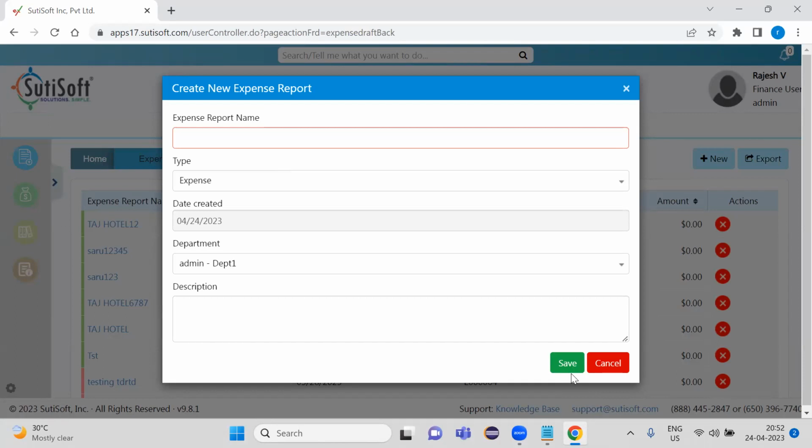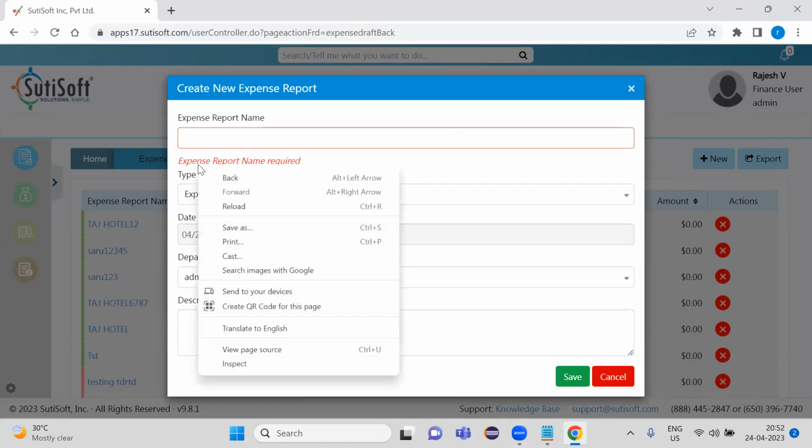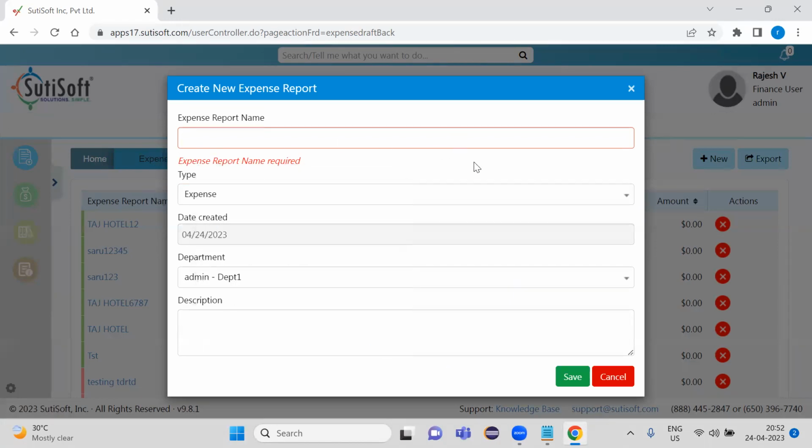Clear? Clear, sir. Suppose without giving anything, if I click on save, it should not save, and a warning message also has to come. If nothing comes here, then that is an issue. What kind of issue? That is a functional issue. Clear? Is it understandable? Yes, sir. Okay.